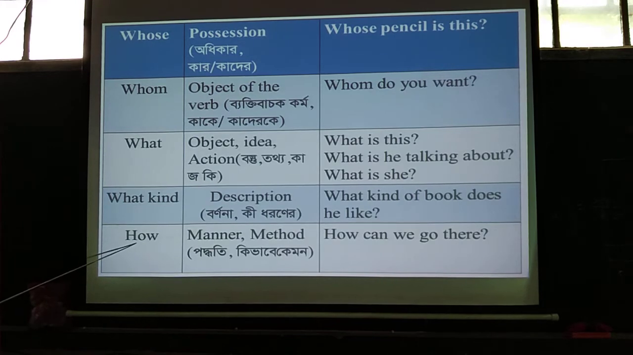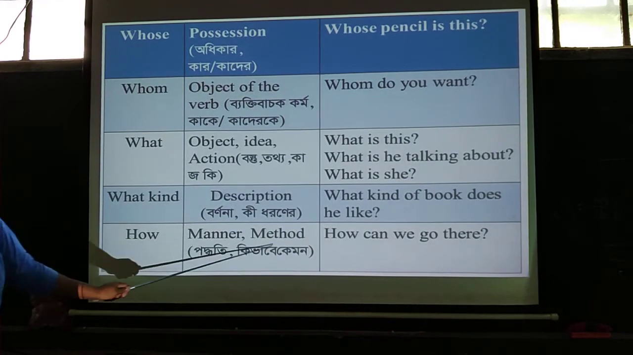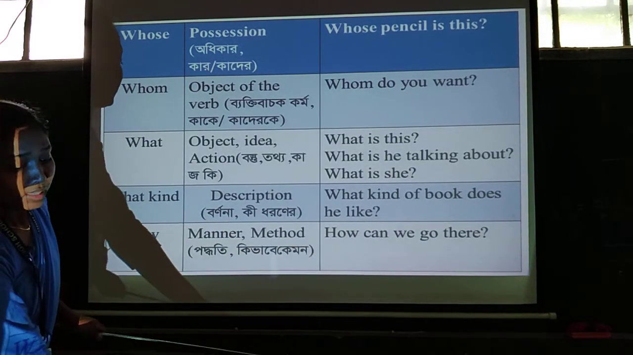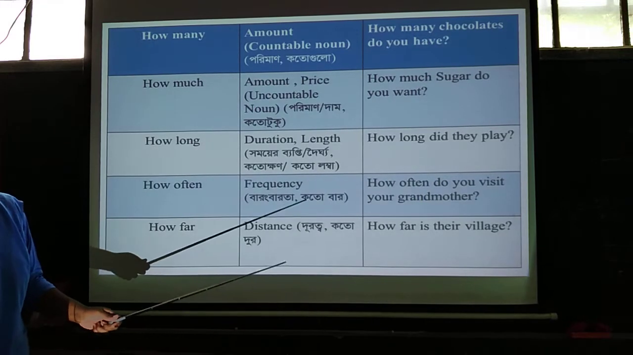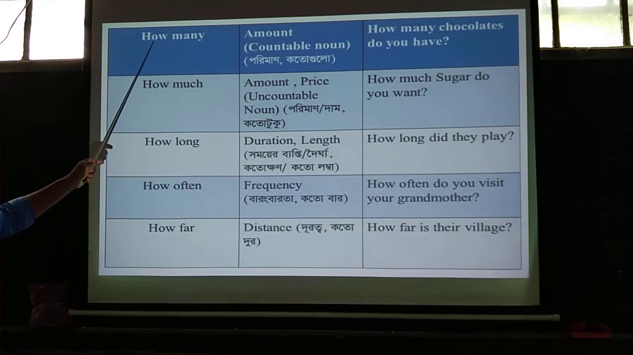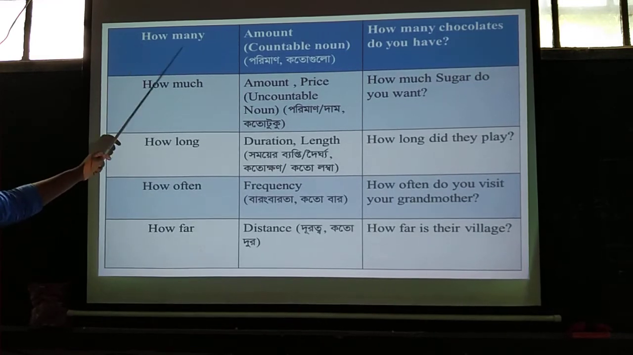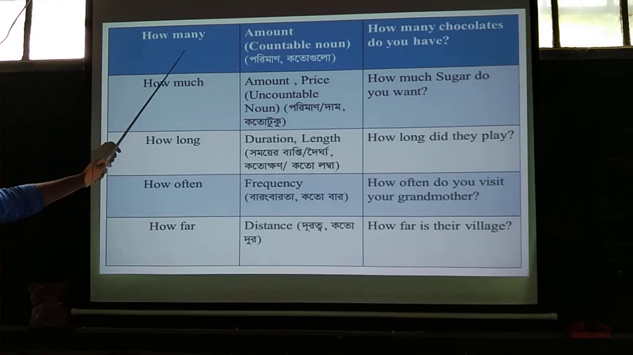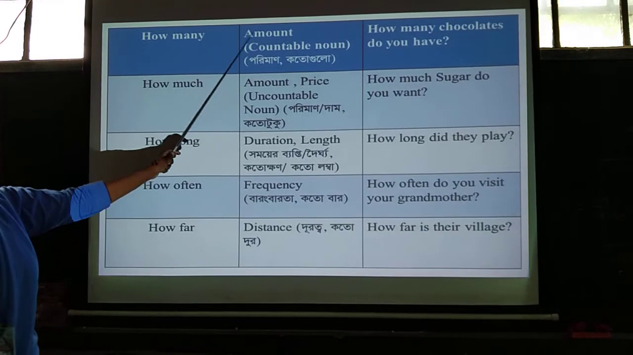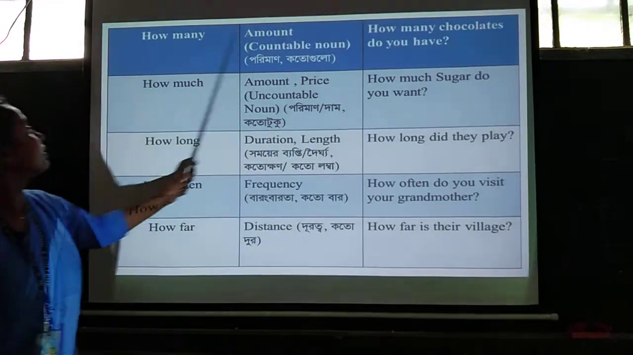How, it's also a WH question word, and we use this word to know about the manner or the method, like how can we go there. Sometimes we use some adjectives or adverbs with how, and we use these types of WH question words in different situations, like how many. We use how many to know about the amount of something, but it is only in case of countable nouns. Okay, like how many chocolates do you have.